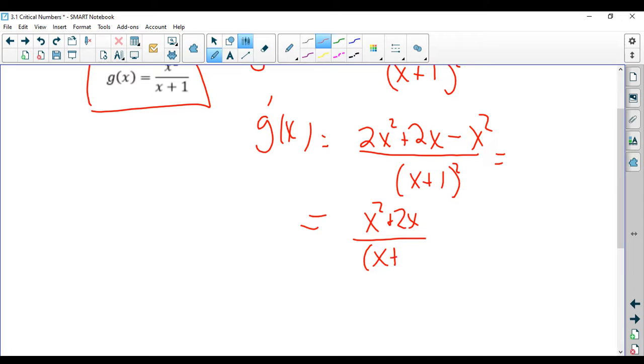Since we need to find out where this equals 0, it's going to be easiest to factor it. So the top factors like this: factor out an x. Bottom stays (x plus 1) squared. So now we need to figure out where this derivative equals 0 or undefined. So we can bring it over here.